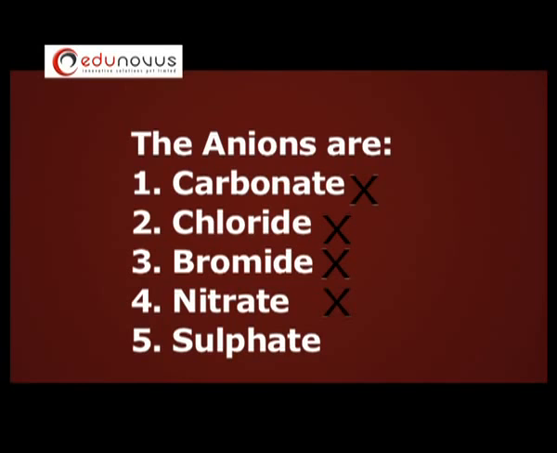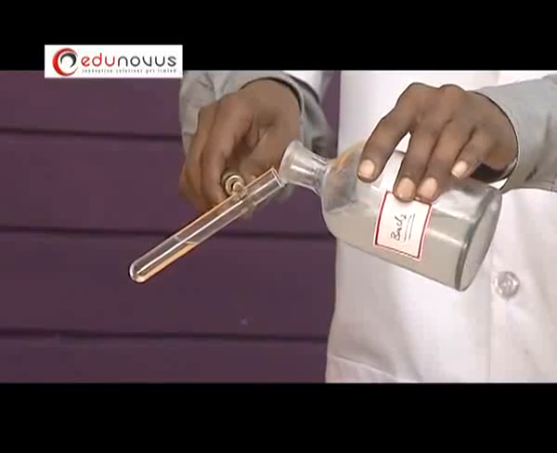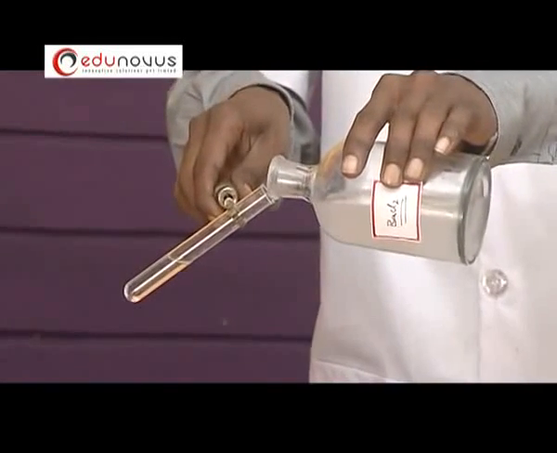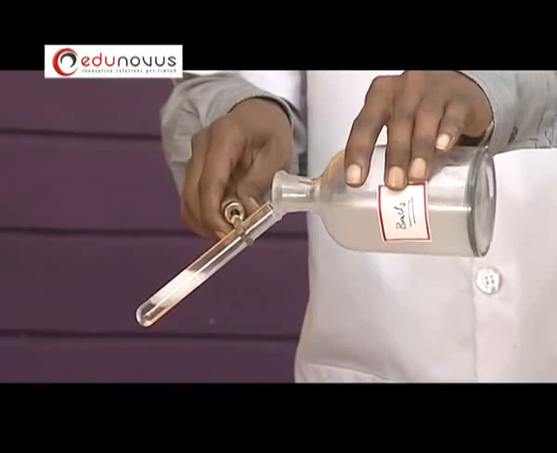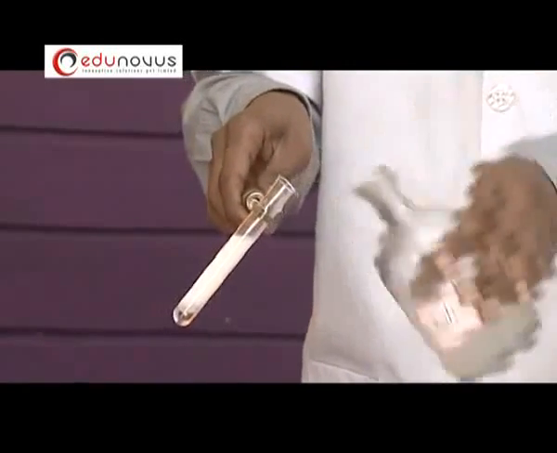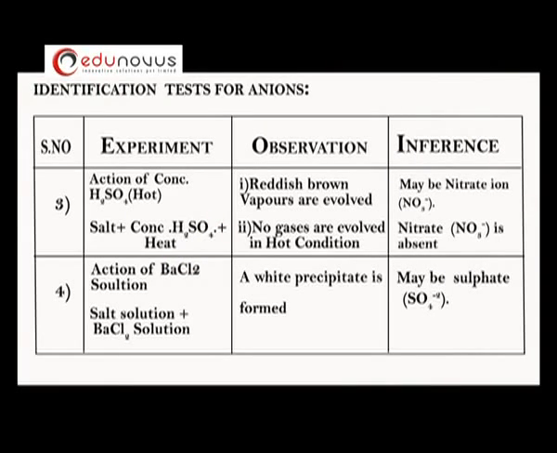Now, the possibility is sulfate ion. The next test is action of barium chloride solution. In this test, we add barium chloride solution to the salt solution. A white precipitate is formed. Therefore, we can infer that the anion present may be sulfate.